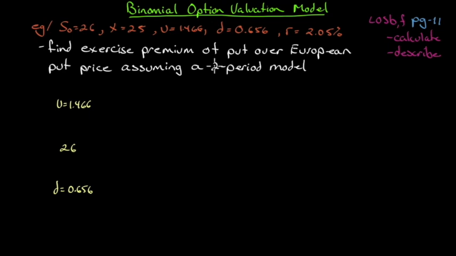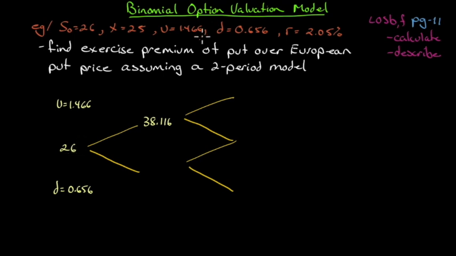Great. So the first thing we want to do is get all of our ups and downs. Get all our prices in there. So if we move up, we'll get to 38.116. I'm just multiplying the 26 by the U. We move up again, we get 55.87806. If we move down from this point, we'll get 25.0041. If we move down, multiplied by our D, we get 17.056. Move down one more time, 11.18874. So there's our prices.